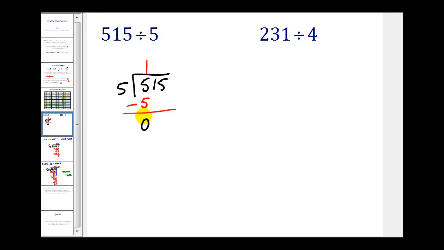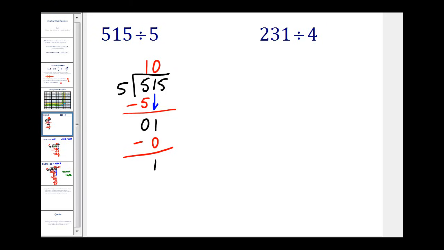And to create the next number that we're going to ask the same question, we bring down the next digit, which would be the 1. So now we ask the same question, how many 5s are there in 1? Well, there aren't any 5s in 1, so there are 0 5s in 1, so we put a 0 above the 1, and now we multiply again. 0 times 5 would be 0. Now we subtract again. 1 minus 0 would be 1.